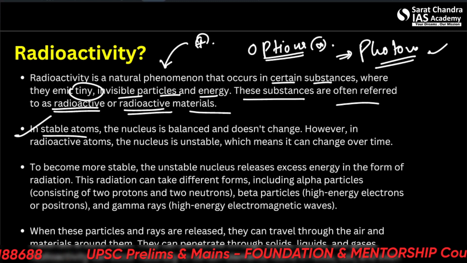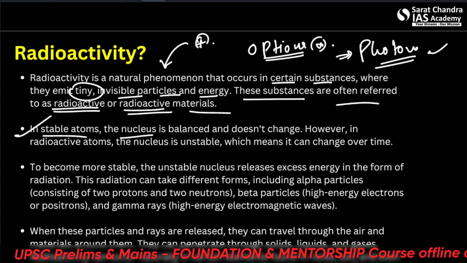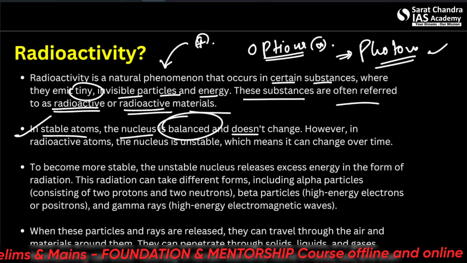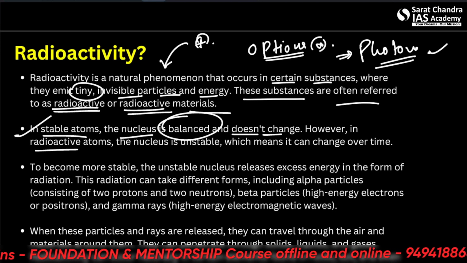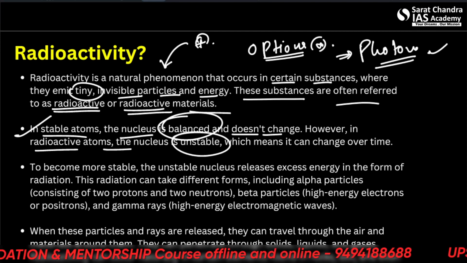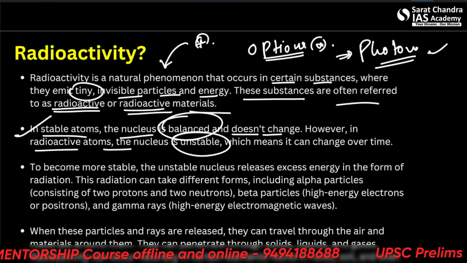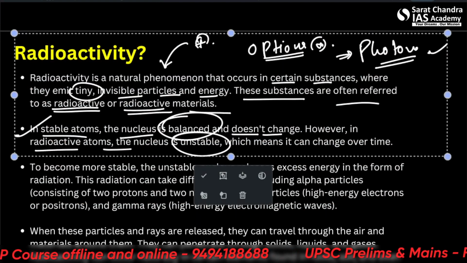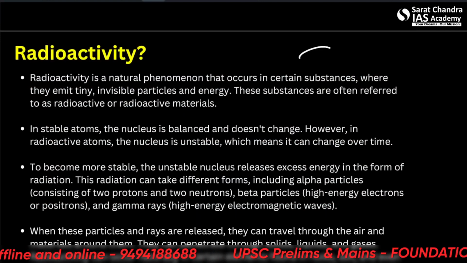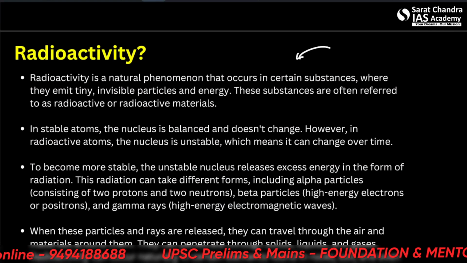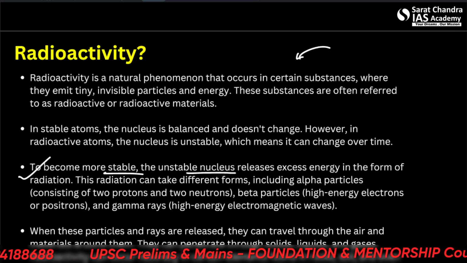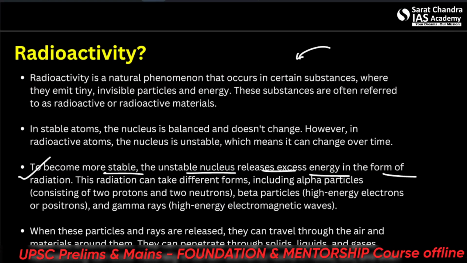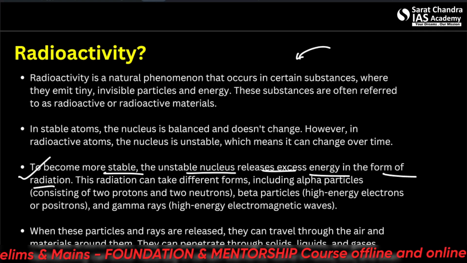In stable atoms, radioactivity is not found because the nucleus is balanced and stable and does not want to change. However, in radioactive atoms, the nucleus is unstable and wants to change. It wants to change its configuration or overall energy. It wants to either release energy or get some energy for its own bonding. To become more stable, the unstable nucleus releases excess energy in the form of radiation. This is known as radioactivity.